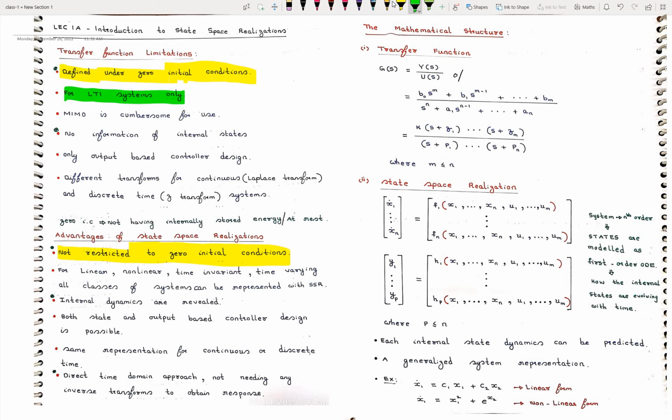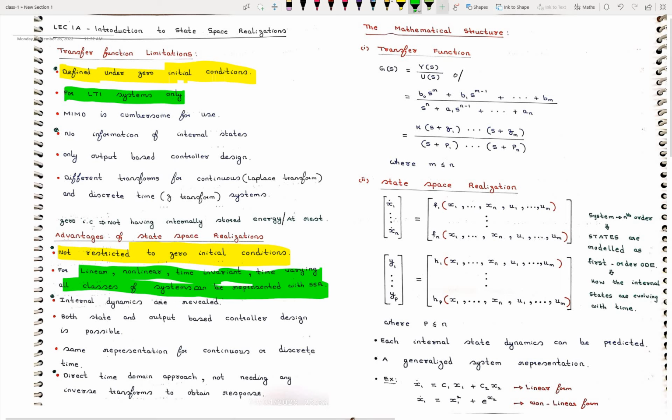So I have highlighted here the important limitations we see in the transfer function and what advantages there are in state space realization. The transfer function is limited to LTI systems, whereas all classes of systems can be represented with state space realization: linear, non-linear, time invariant, time varying. In the transfer function we get no internal dynamics, so no information of internal states, whereas internal dynamics are revealed in state space realization.